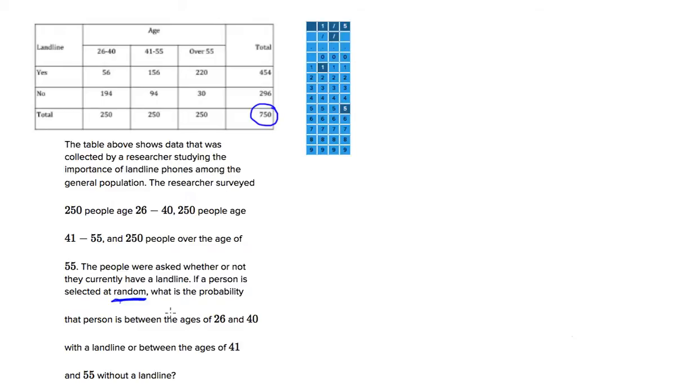We want to know the probability that person is between the ages of 26 and 40 with a landline, or, and we'll talk about that word in a second, or between the ages of 41 and 55 without a landline.